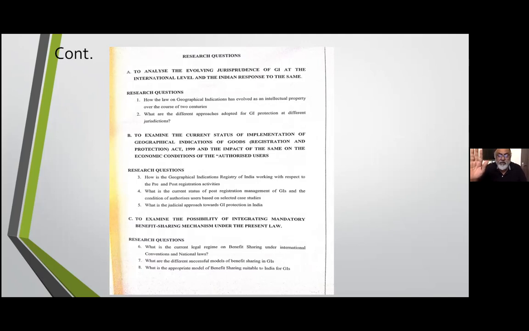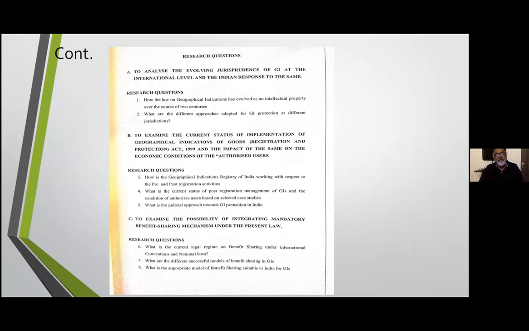May I interrupt for a moment, please? When you say GI, could you explain what GI actually is? Sorry, because I'm lost completely. Yeah, sorry, I keep saying GI. GI is basically geographical indications. Geographical indications fall under the heading of intellectual property rights.